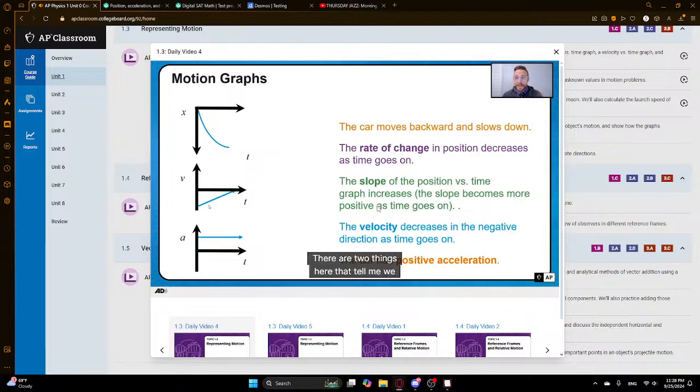There are two things here that tell me we have positive acceleration. One is that the curvature of this graph is positive. If we wanted to, we could put 2 dots here to make a little smiley face to remind us that it's positive, concave up. If this curvature is positive, it's telling me that this motion from the position versus time graph has positive acceleration. We can also see we have positive acceleration here because even though the velocity is negative the whole time, even though we're moving backwards, this line has positive slope.